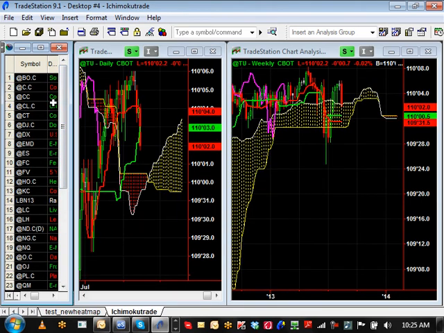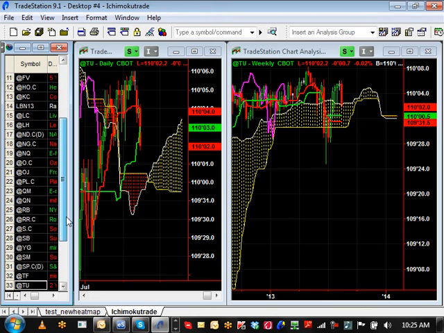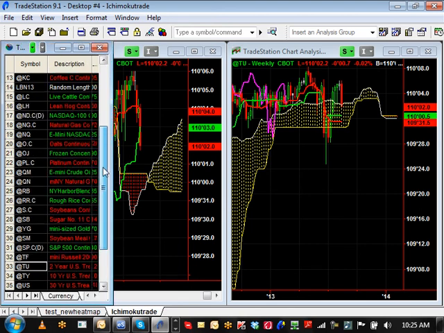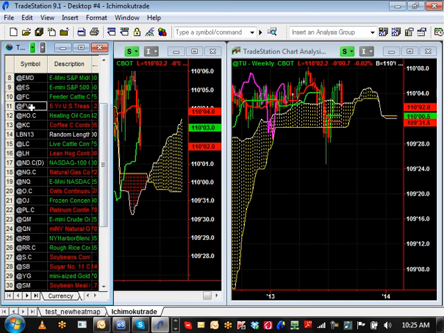And where's the other one? Where's the other one? I think I just missed it. Looking for the 5-year. I really need to put these in order. Anyways, the 2-year is still very strong, bullish, and here's the 5-year.